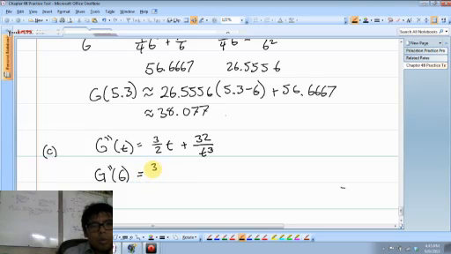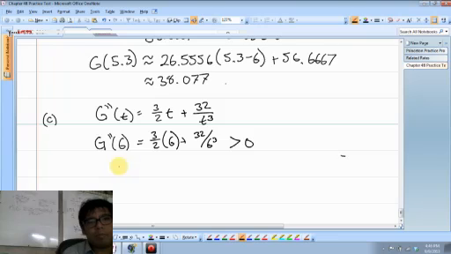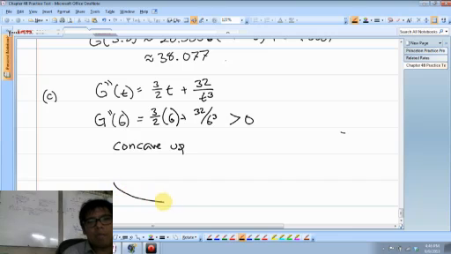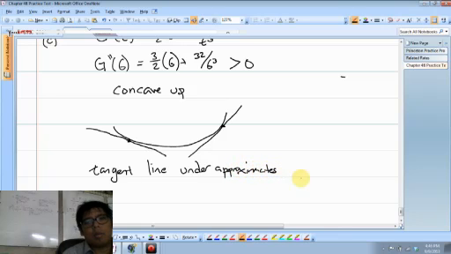g double prime at 6 is equal to 3/2 times 6 plus 32 over 6 cubed, which is greater than 0. I really don't care what the number is. I'm really interested in positive or negative. So that means the function's concave up. So in other words, I have a function that looks like this, and no matter where I draw that tangent line, it is going to be an under approximation. The tangent line under approximates a concave up function.